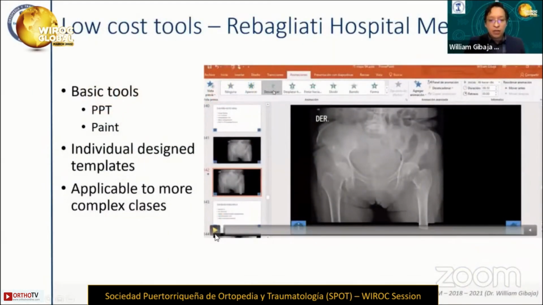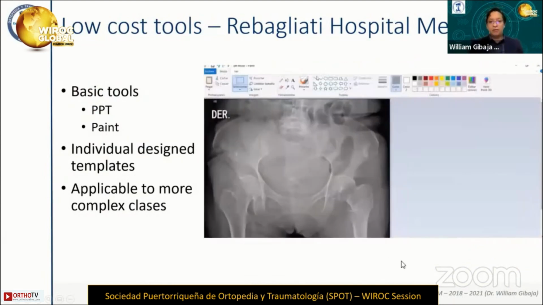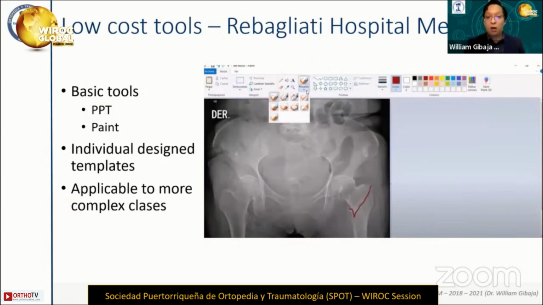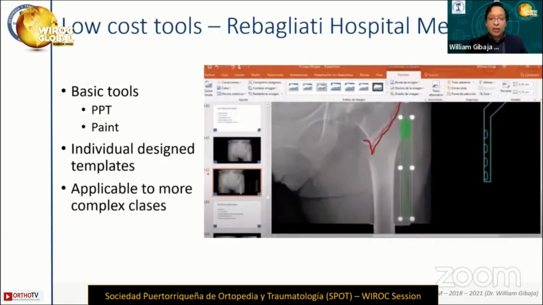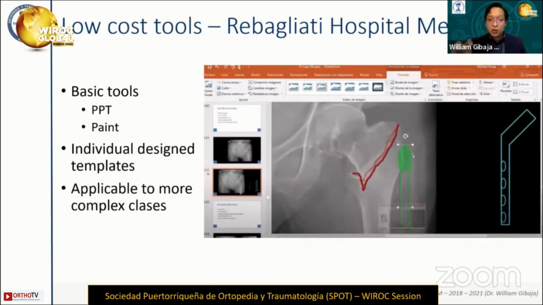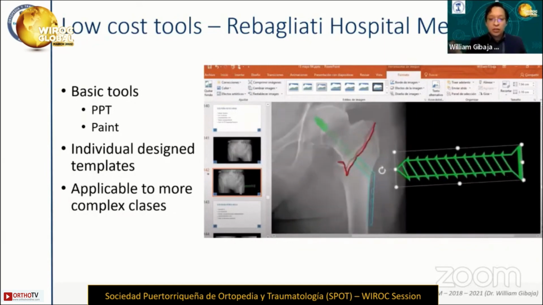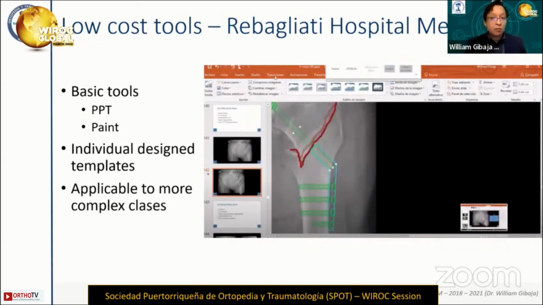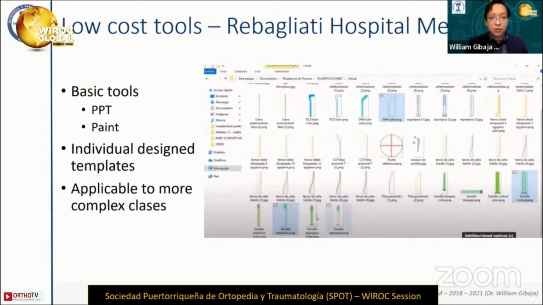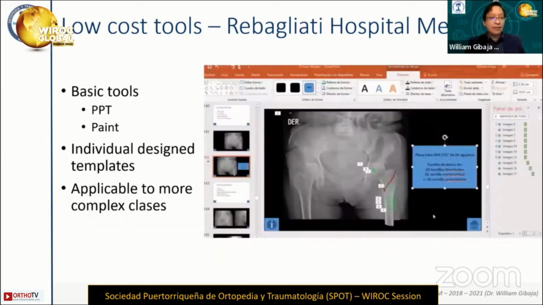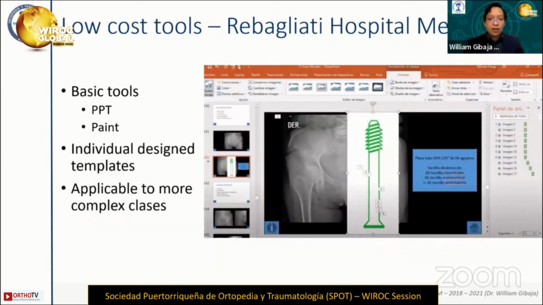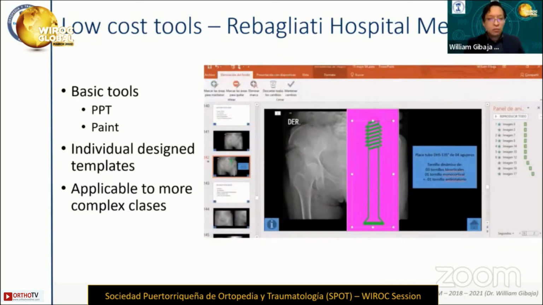This is a small video. In our hospital, we do a lot of hip fractures. I think that's one of the things in big hospitals. But this is the idea. We cut this picture in Paint, and then we just reduce that just as if we were working on paper, but with these available tools. Then we designed the templates that we wanted to use, and we started to apply these to more complex cases.